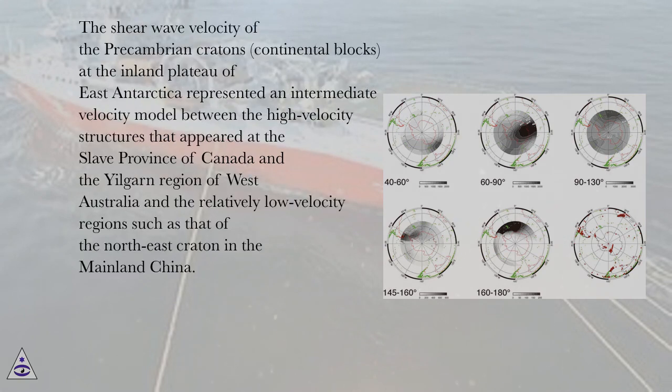The shear wave velocity of the Precambrian cratons, continental blocks, at the inland plateau of East Antarctica represented an intermediate velocity model between the high-velocity structures that appeared at the Slave Province of Canada and the Yilgarn region of West Australia, and the relatively low-velocity regions such as that of the Northeast Craton in mainland China.